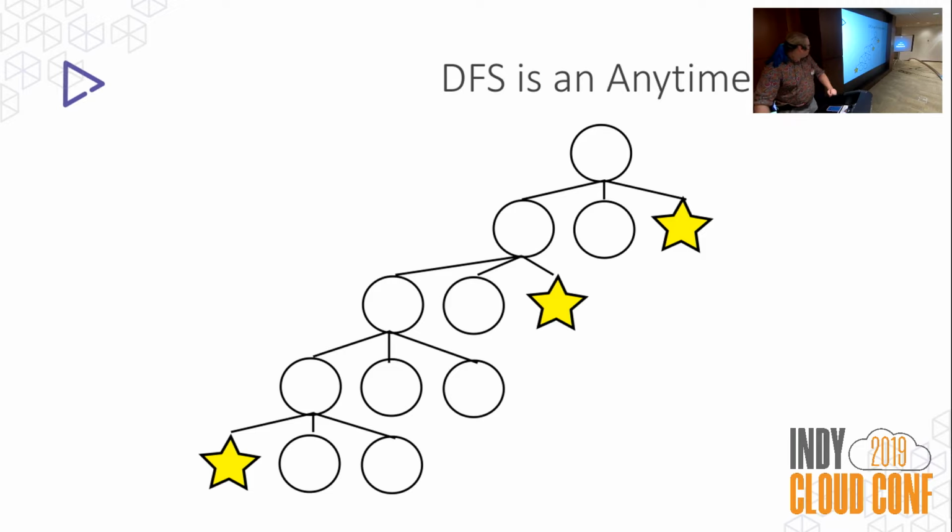It turns out depth-first search is usually also referred to as depth-first branch and bound, and it is an anytime search algorithm. What that means is that at any time you can interrupt it and consume its solution, and eventually it will converge on the optimal solution.